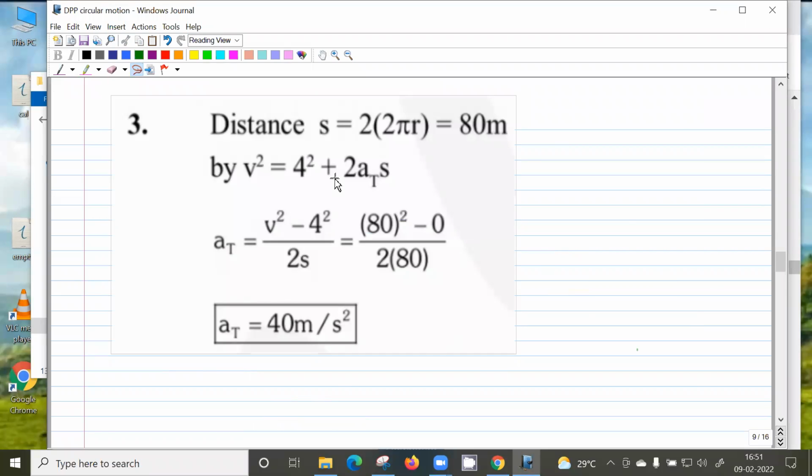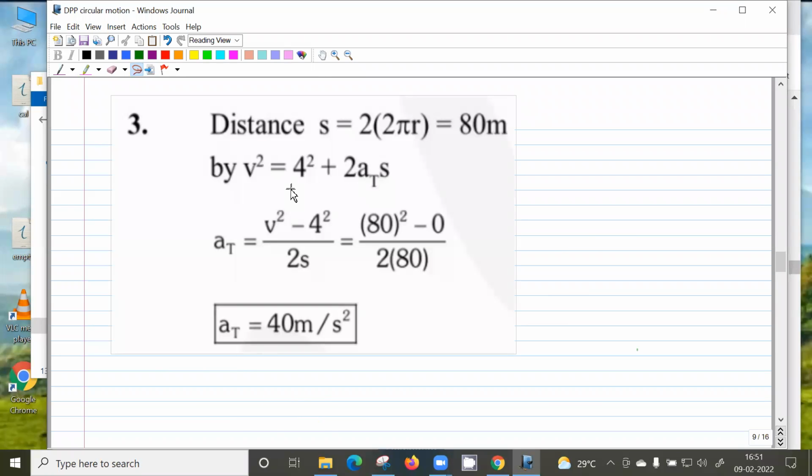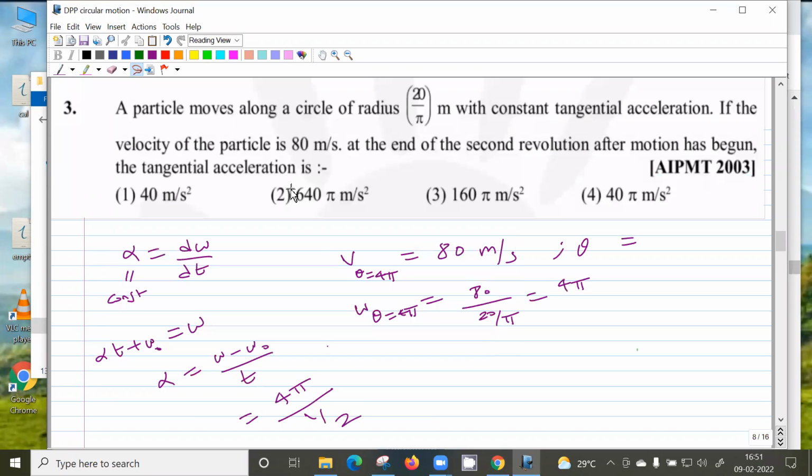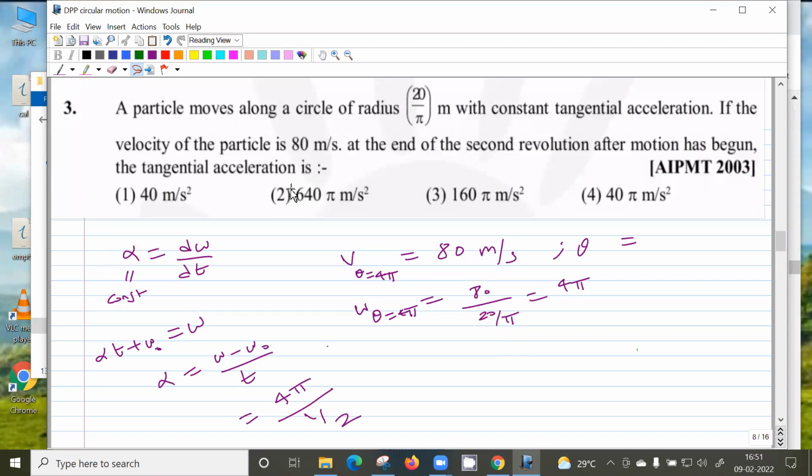So is this clear? Two revolutions. How do you get that? No, this is two revolutions, no. So it's twice 2 pi r, that is the distance. So along the circumference of the circle, you can write these equations of 1D motion and the acceleration is uniform because he has said constant tangential acceleration. So tangential acceleration is constant. So you can write the equations of motion for a 1D motion along the circular path. So v square equal to u square plus 2as. How is it coming?